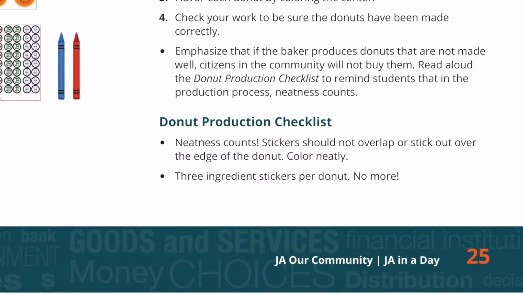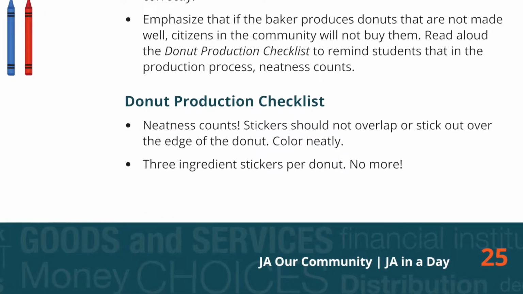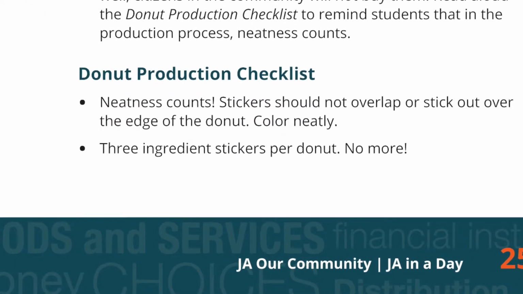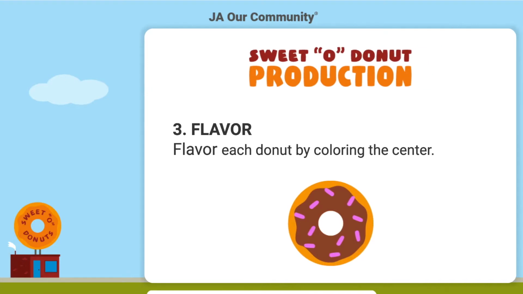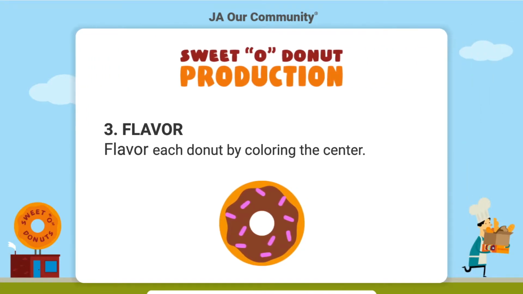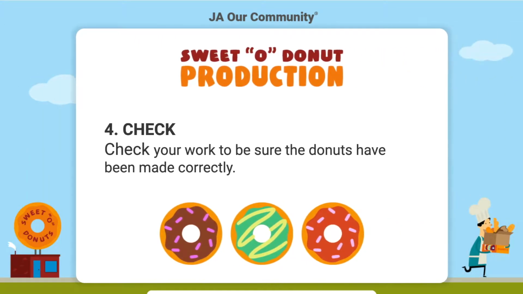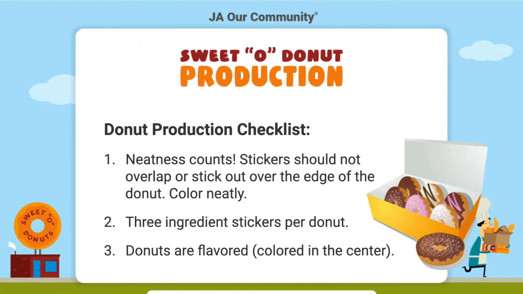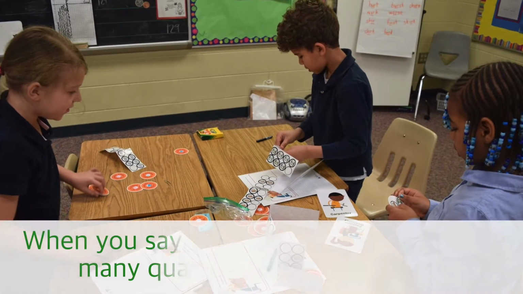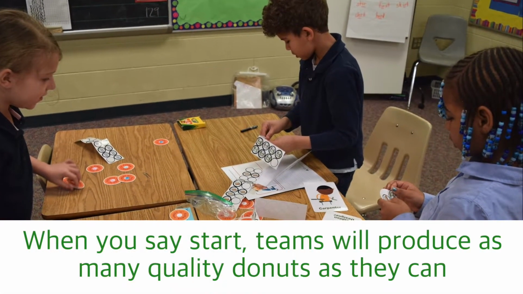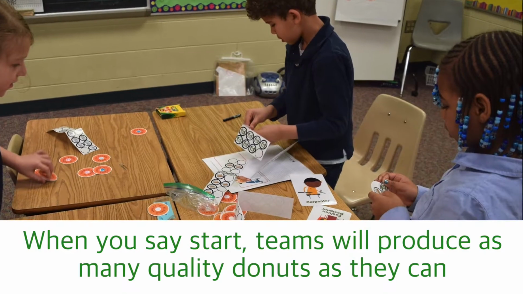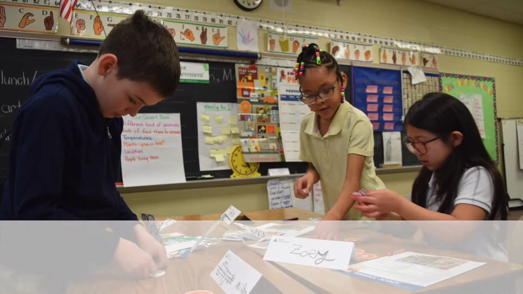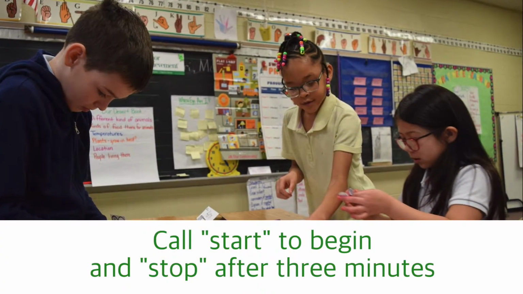Before teams begin, share the checklist criteria noted on the poster and in your volunteer guide. Emphasize that donuts must pass inspection. Let students know that you and the teacher will decide whether each donut produced can be sold based on the checklist criteria. Let the class know that when you say start, teams will produce as many quality donuts as they can in 3 minutes. Call start to begin and stop after 3 minutes.